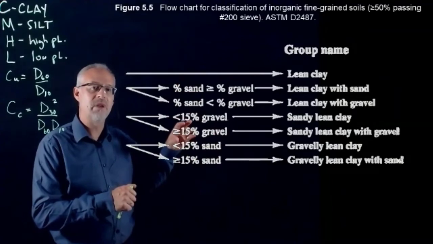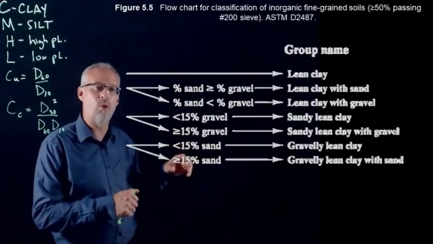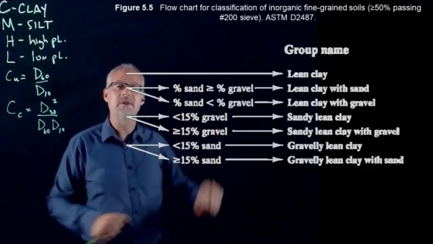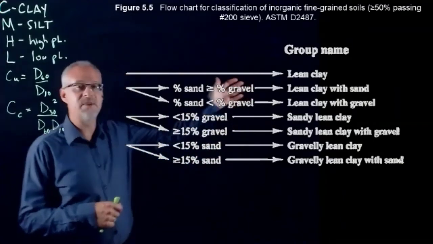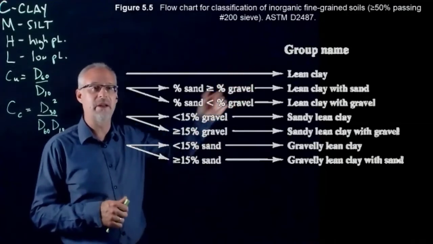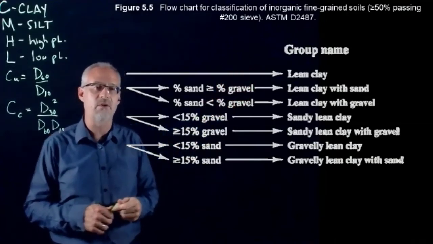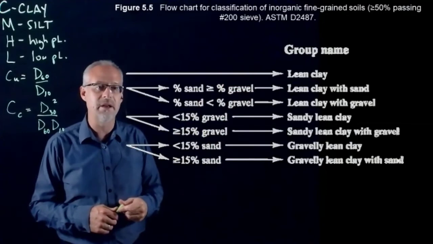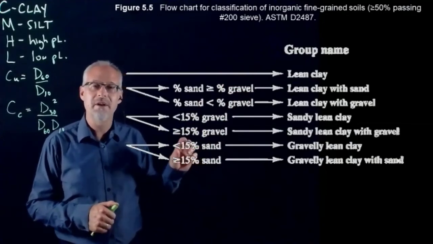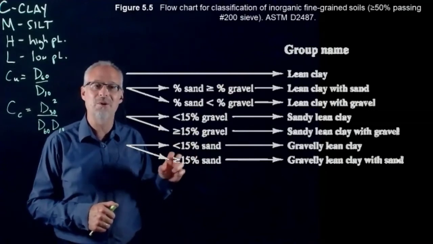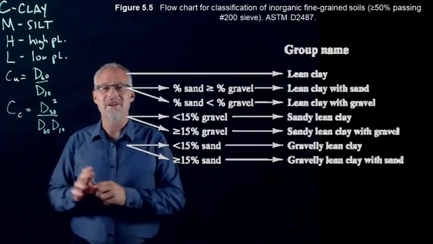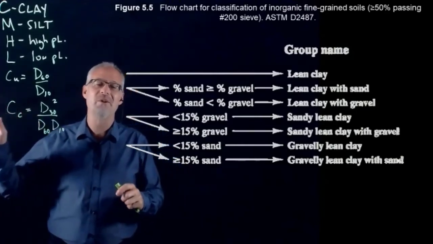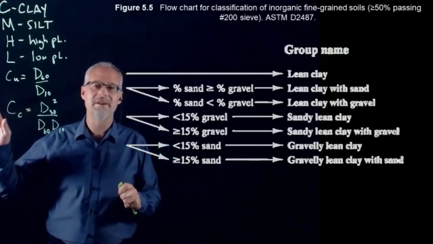And then the last part of the graph, after you've identified what percent sand versus gravel, we can assign the so-called group name. You can see some of the names that we end up with: a lean clay with sand, lean clay with gravel, sandy lean clay. But notice that the noun is always a clay. It should remind you of the soil descriptions that we had from before.